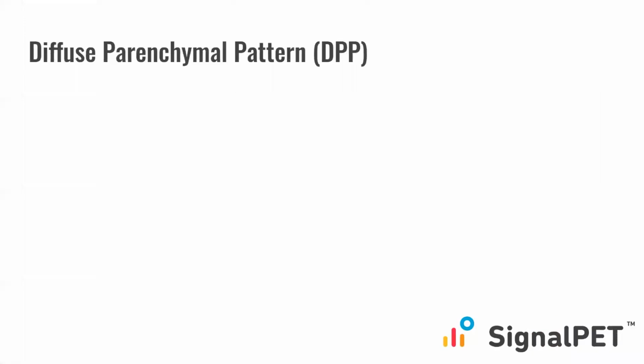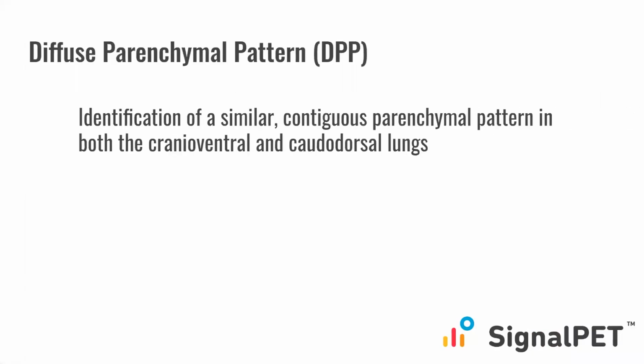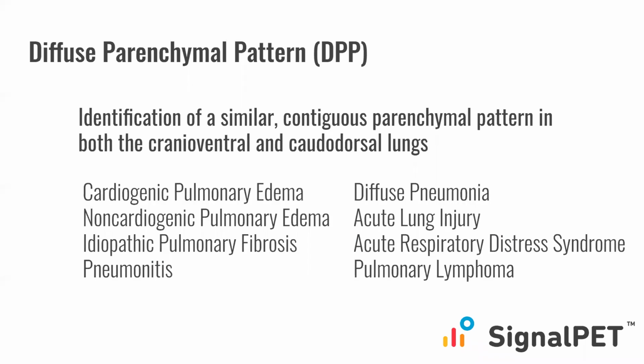Okay, now we're going to move on to diffuse parenchymal pattern. This is recognized as abnormal when there is a similar contiguous parenchymal pattern in both the cranioventral and caudodorsal lungs. What I mean by that is the pattern has to be similar in appearance, and it also has to be contiguous, or adjacent to each other. It can't be separated. I have some examples to explain this a little later on. So here are some of the more common differentials for this.